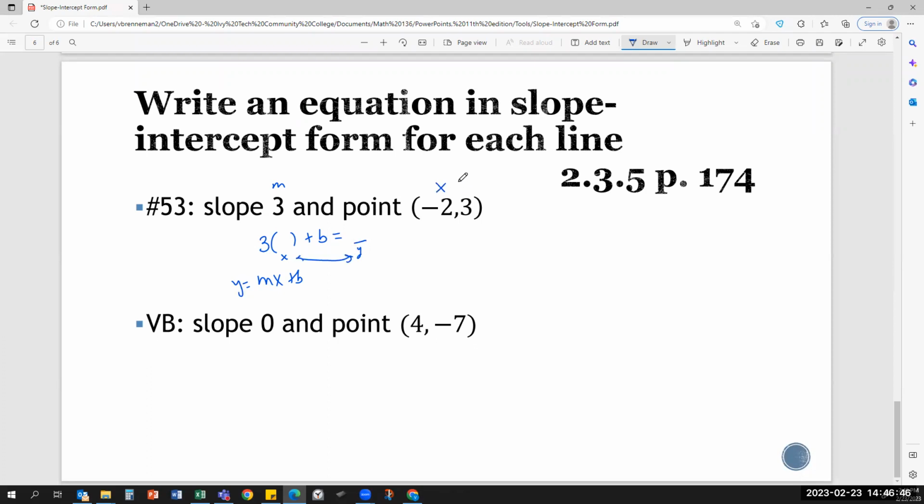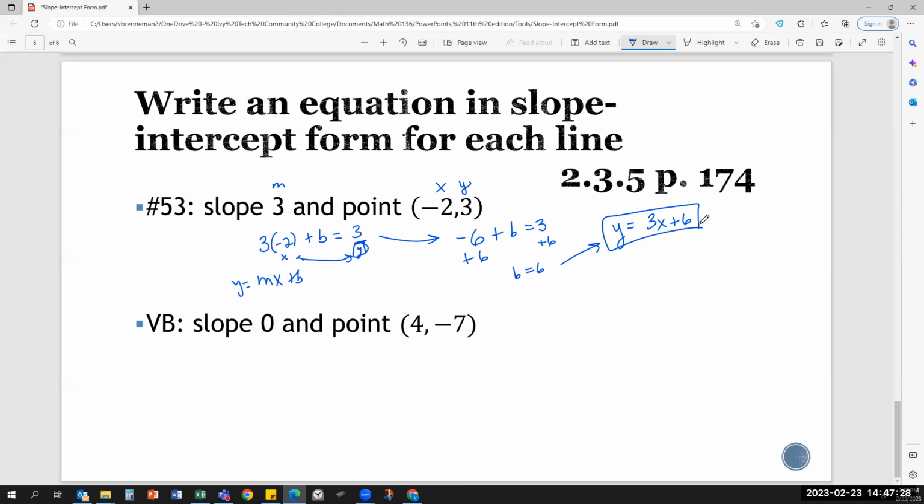So the point here gives us an x and y value that are on the line. So I should be able to take 3 times that x value plus b and get the y value of 3. So I have an equation then that I can solve for b. And that's not a division by y, that's just saying that that's y. 3 times -2 is -6 plus b equals 3. Add 6 to both sides. B is 9, and then go back and plug that in. So now we have y equals 3x plus 9.